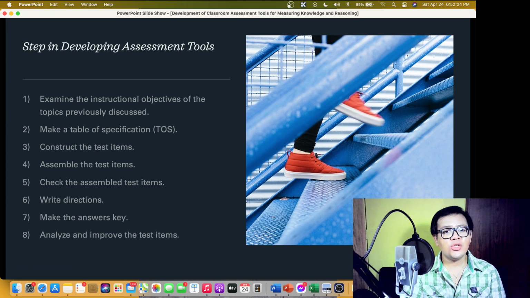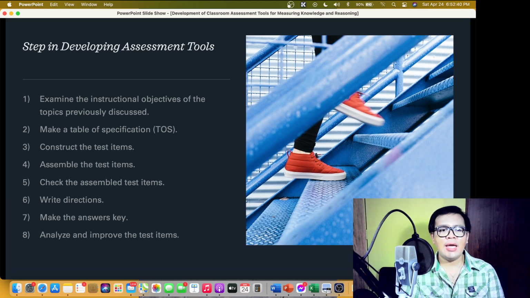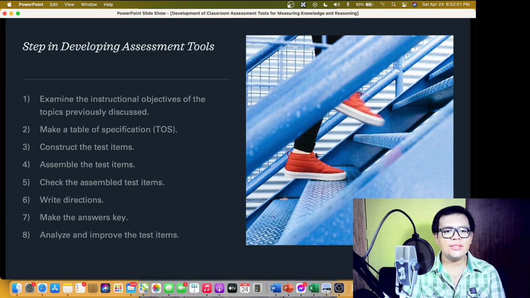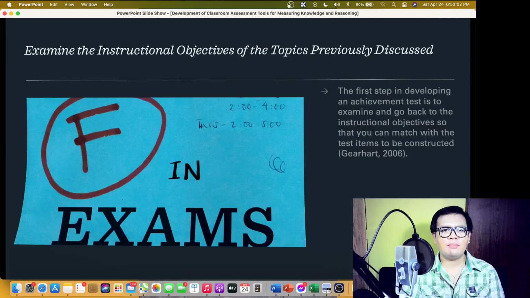Examining the instructional objectives of the topics previously discussed is very important to be done by the teacher. The table of specification should always be constructed completely. And there should be test items that are well constructed in a relevant manner. Then assemble the test items. You could also check and assemble the test items, write directions to guide the students, and make answer keys which could guide the teacher in checking the work of the students, and analyze and improve test items that we have to revisit as much as possible.